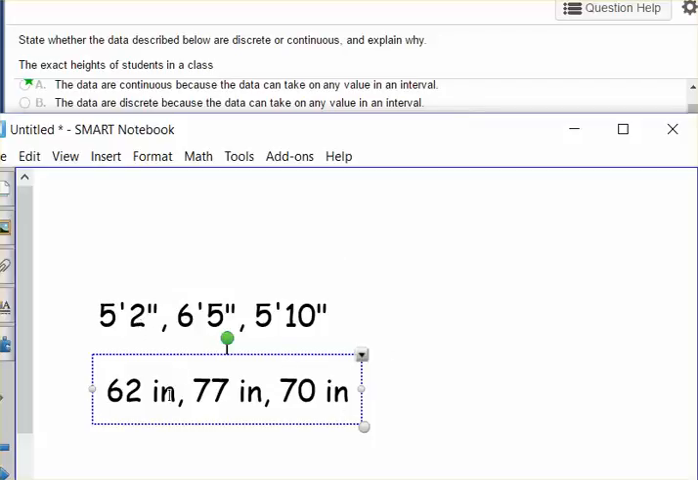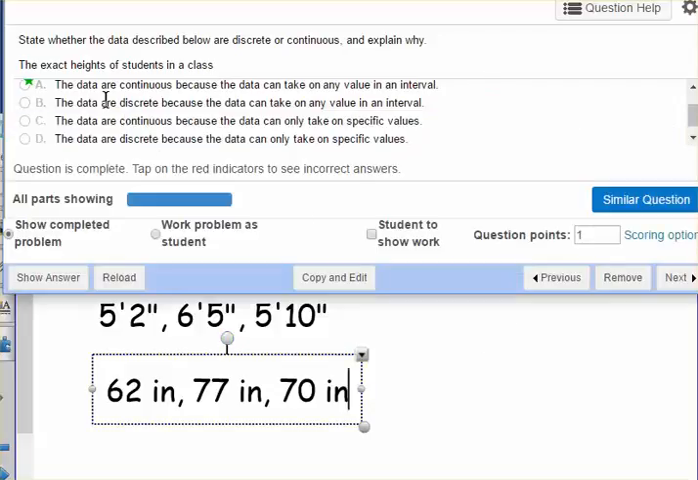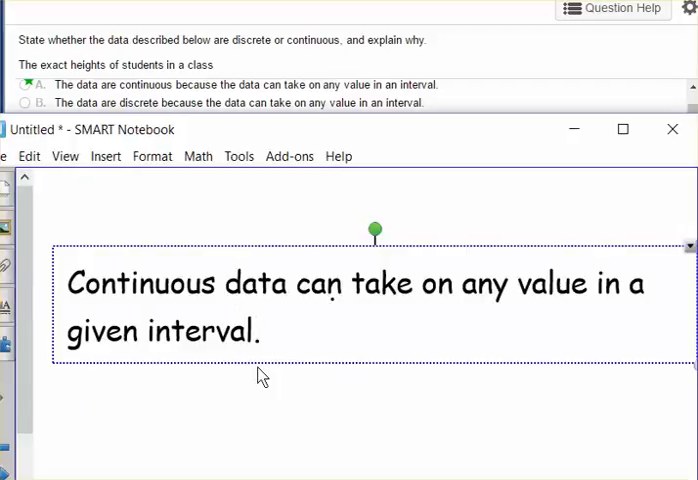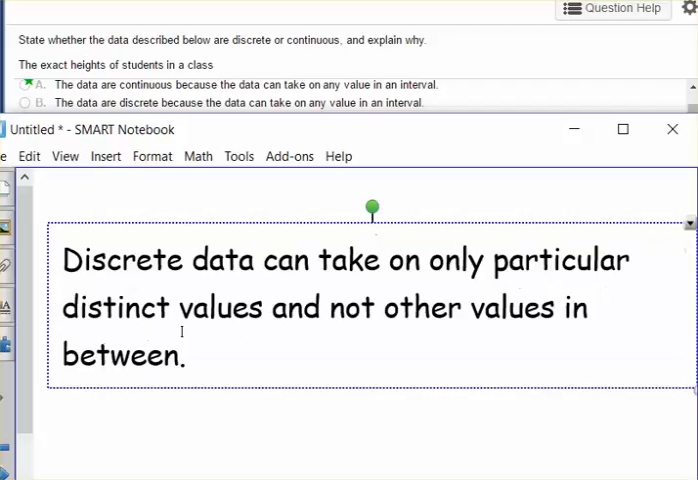So if we're looking at the height, we used whole number inches here, but somebody could be 5 feet 2.5 inches tall, or 4 feet 11 3/4 inches tall. So when we're talking about heights, we have a situation where it's continuous data. It can take on any value in the interval, so it can be any number in between, compared to what we call discrete data, which can take on only particular distinct values and not other values in between.